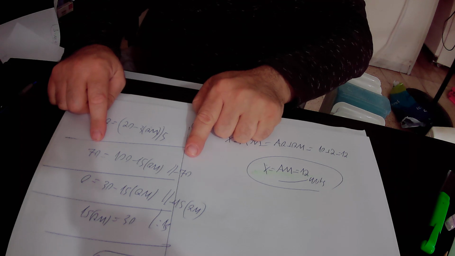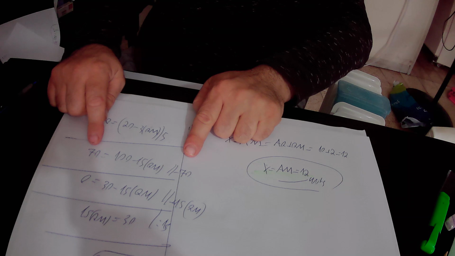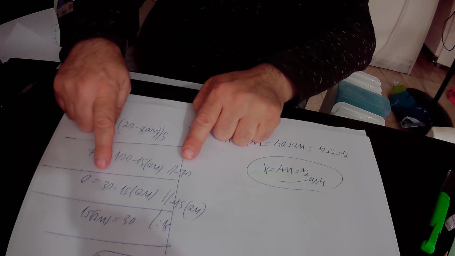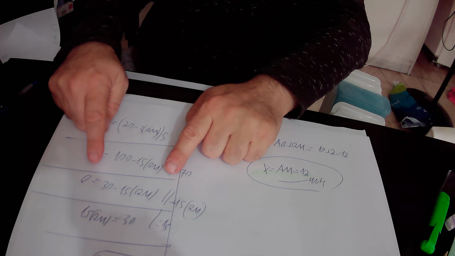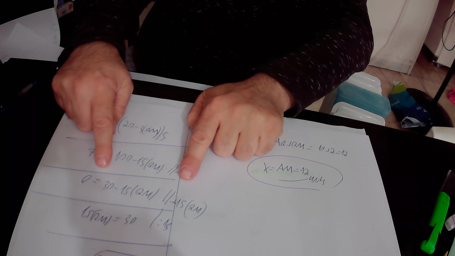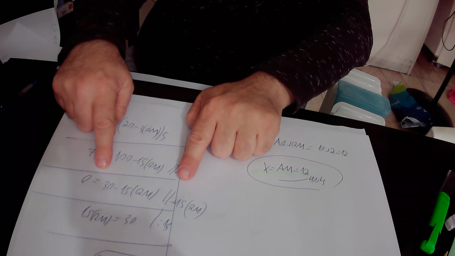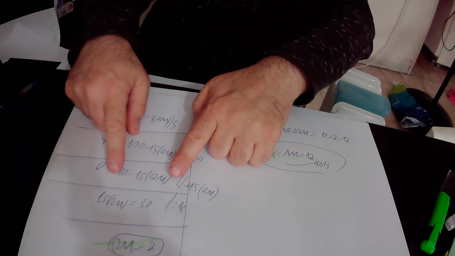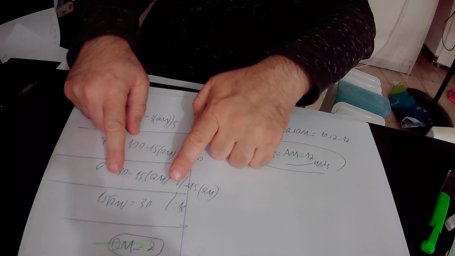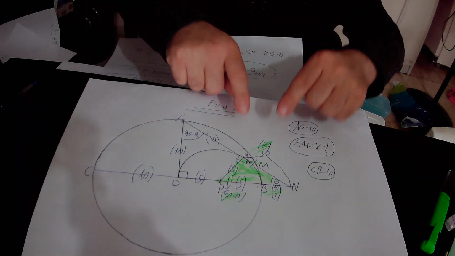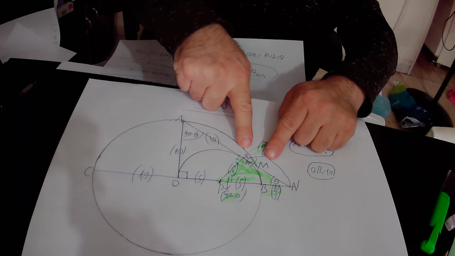Here we subtract 70 from the equation: 70 minus 70 is 0, and 100 minus 70 is 30, so 0 equals 30 minus 15QM. Here we add 15QM to the equation and find that 15QM equals 30. Dividing the equation by 15, QM equals 30 over 15, that is 2. So this line segment QM is 2 units in length.